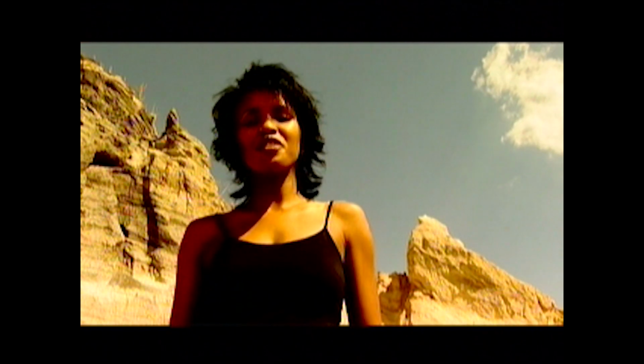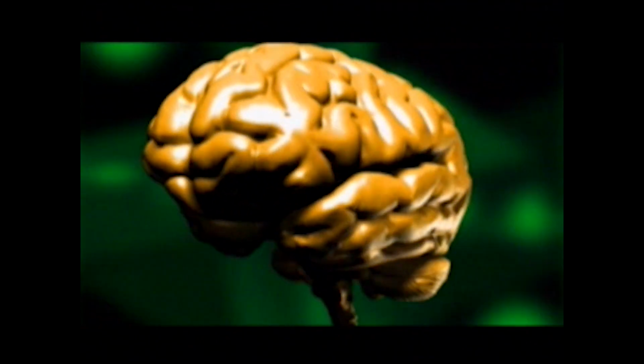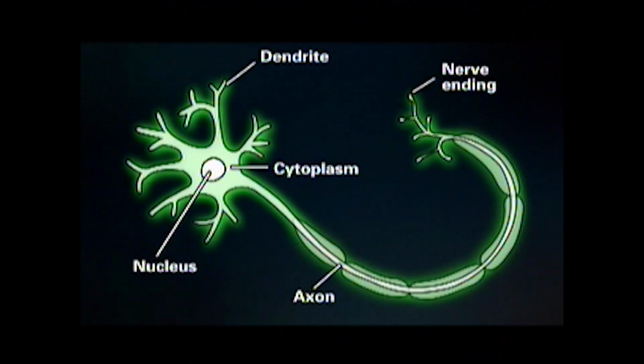Ever thought about how you think? How do thoughts flow around in your brain? What is the actual physical process? This is a neuron. It is the basic building block of how our brain works.